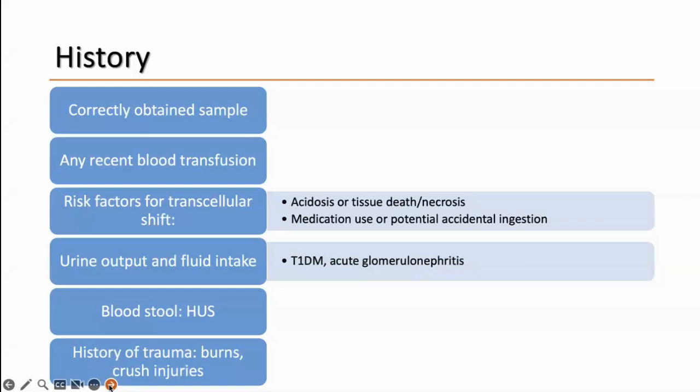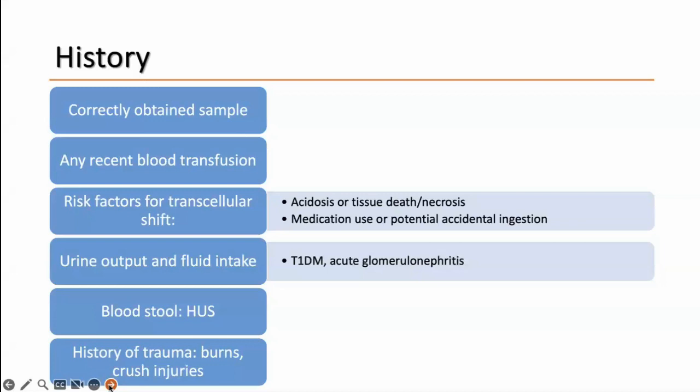Then you're looking at urine output and fluid intake. So this can give you a bit more of an idea regarding your kidney function. Then any bloody stools can explain a hemolytic uremic syndrome. Again, looking at your kidney function. And like we said, your kidney function can result in a decreased excretion of potassium, causing this massive hyperkalemia. And then again, history of trauma, burns, crush injuries. From the burns, actually mostly thermal injuries are what causes this hyperkalemia.